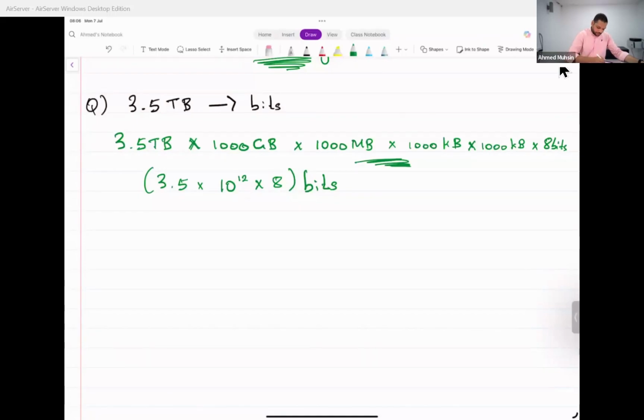Yes, Nathalie, you're right. Guys, I made a mistake here. It shouldn't be kilobyte again. It should be bytes. 1000 bytes. Then 8 bits. Thank you, Nathalie.